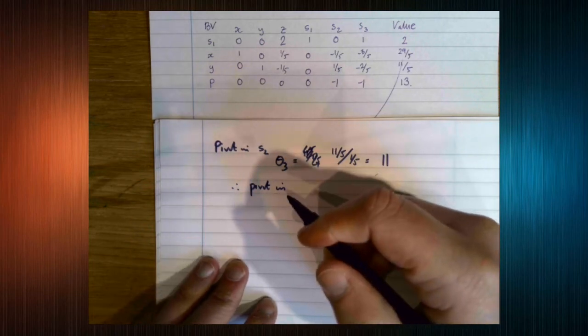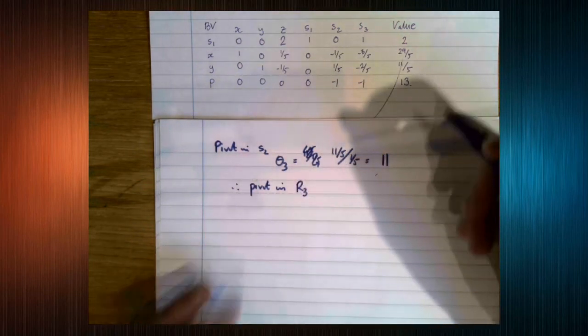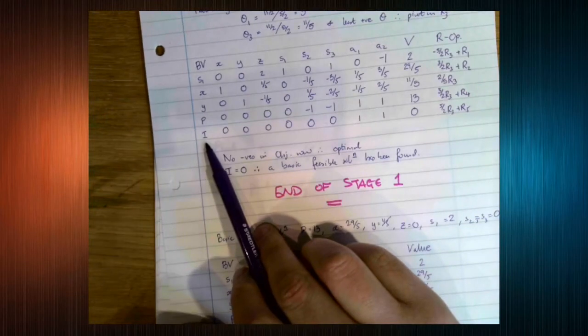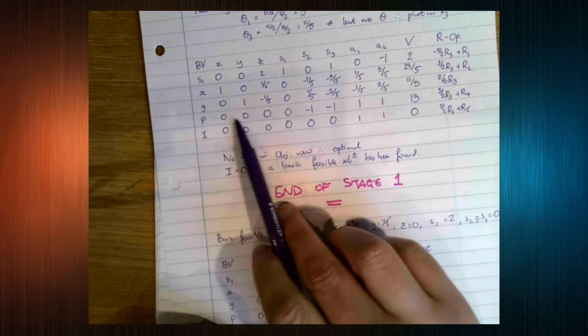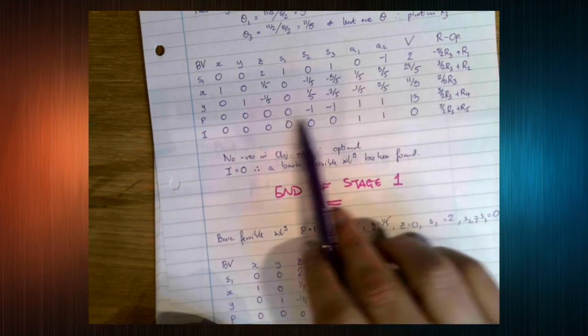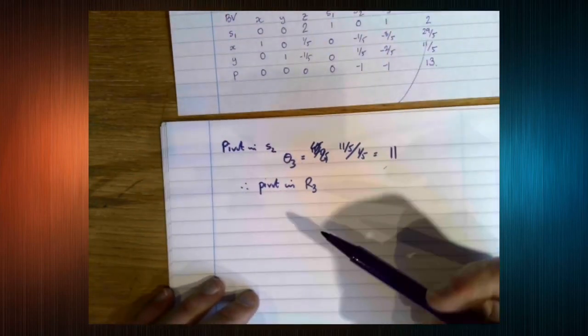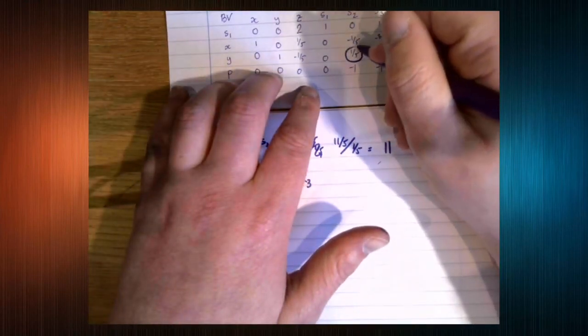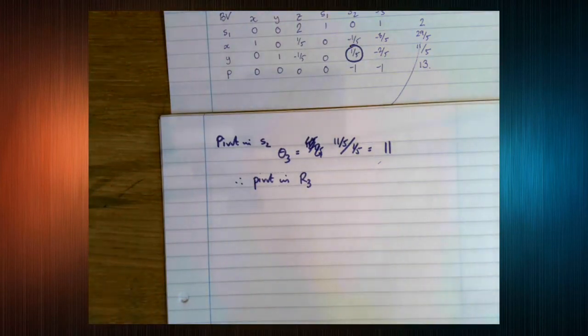So the pivot is in row 3. But hang on a minute, we already changed row 3 to Y. That's fine. That was a different objective row, so it doesn't matter. We're now dealing with this objective. So these basic variables are just our start point. So it doesn't matter that we're going to swap out Y for something else. That's just the way it goes. So not a lot you can do about that. It's just a case of, oh well, that happens.